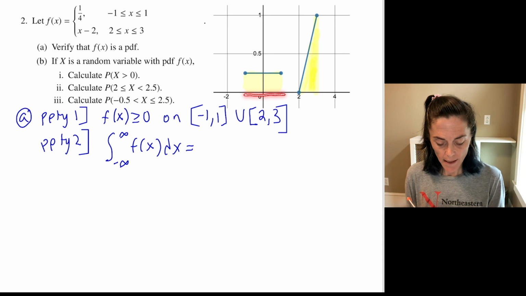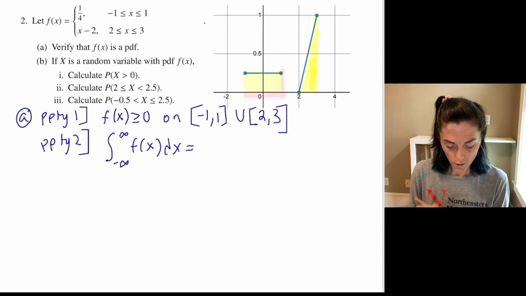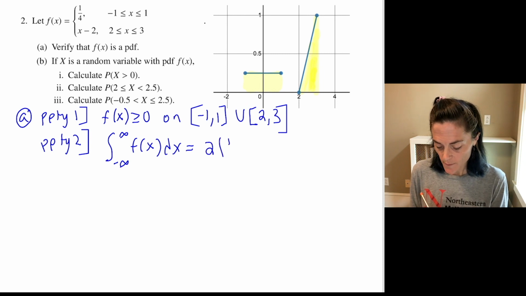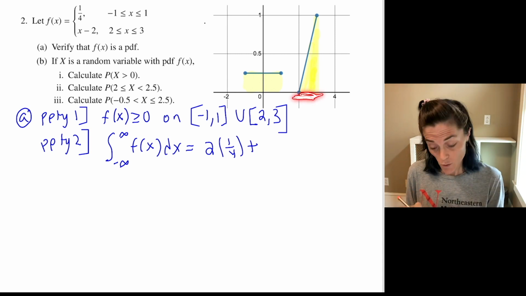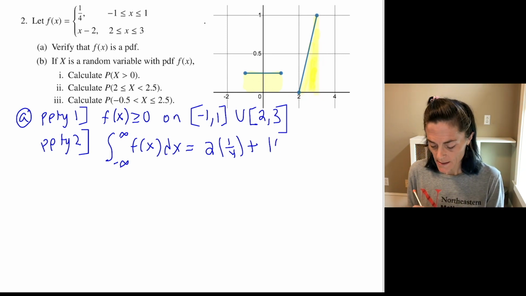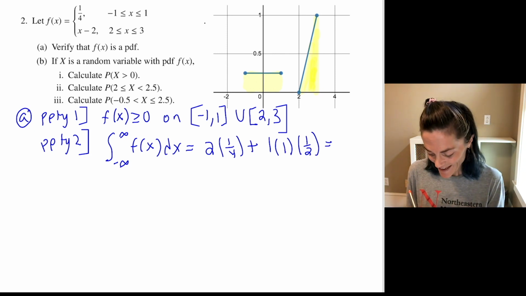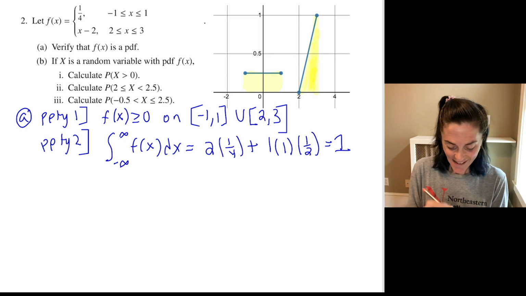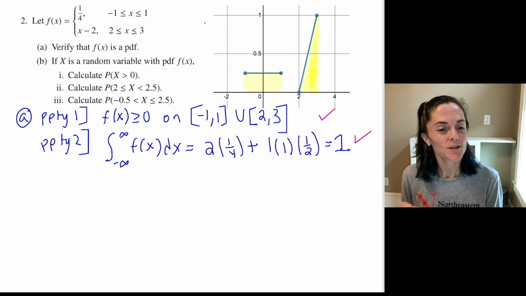You notice the length here, this is from -1 to 1, is 2, and the height is 1/4. So we have 2 times 1/4. And then here, we have a triangle. The base is 1, the height is 1. Oh, so we have base times height times 1/2. And what do we have? Well, we have a half plus a half. We have 1. This was a fun question. I like thinking about geometry.